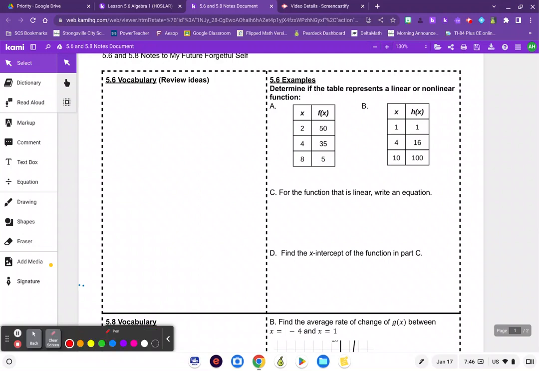So the first thing I want to talk about is this idea of being linear versus nonlinear. So linear is the word line plus the AR versus nonlinear, which is the same as saying not linear. Sorry about that. I'm going to draw this line down here. Linear means the slope is the same between any 2 points.